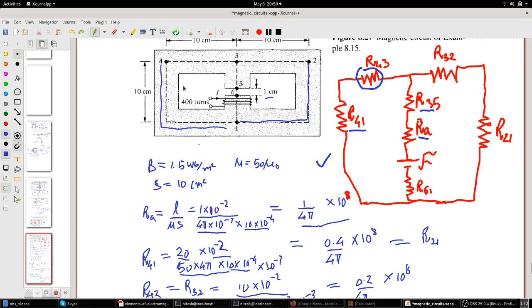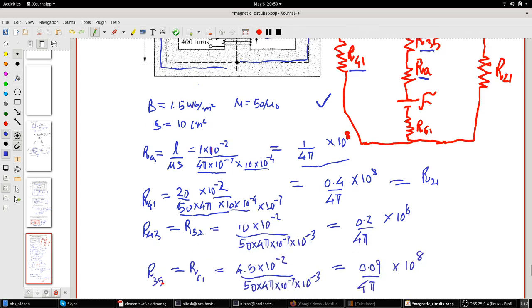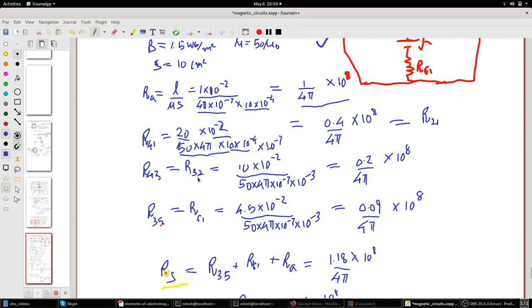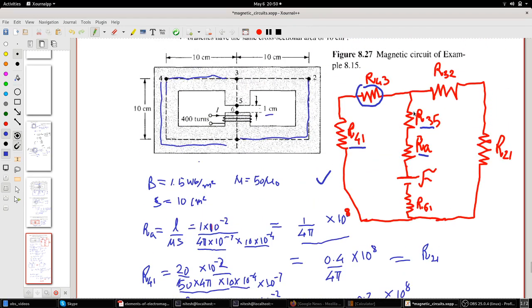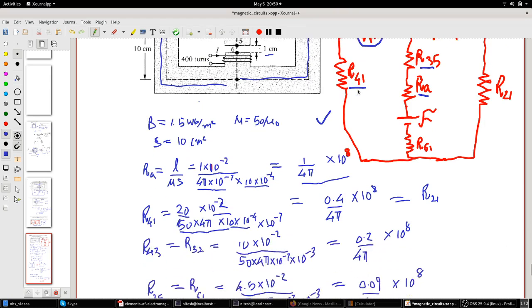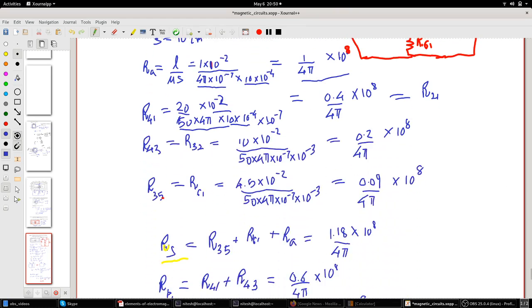So your reluctance for this section will be exactly half of the R41. So R43, which is equal to R32, which is this y here and this one. The length is 10 centimeters. Length is 10 centimeter into 10 raised to minus 2 divided by mu s, which will remain same. Mu s is 50 mu naught. Divide into cross sectional area, which is 10 raised to minus 3, which is 10 centimeter square.